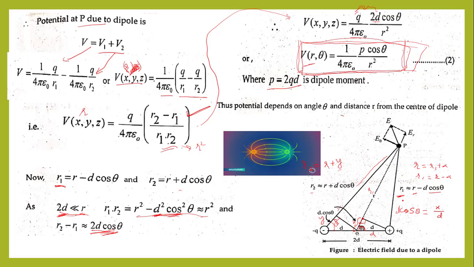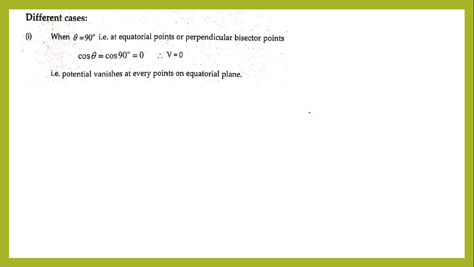Okay, so the potential depends upon the angle theta, that is the angular position of this point P with respect to the center of the dipole. Okay, so we can consider when theta is equal to 90 degrees, meaning these are the perpendicular bisector points. Let me show the diagram.